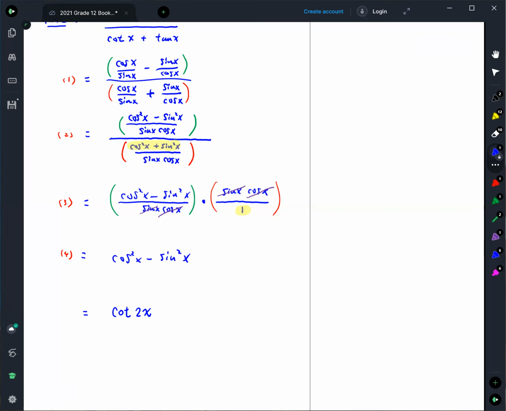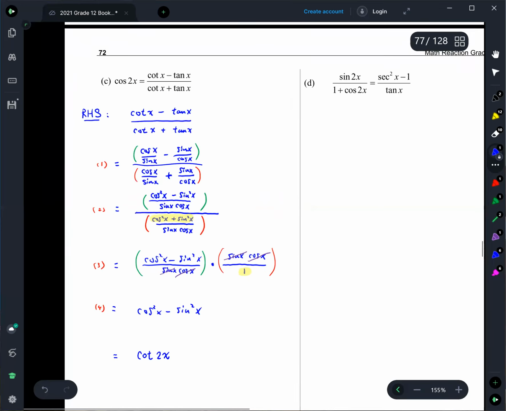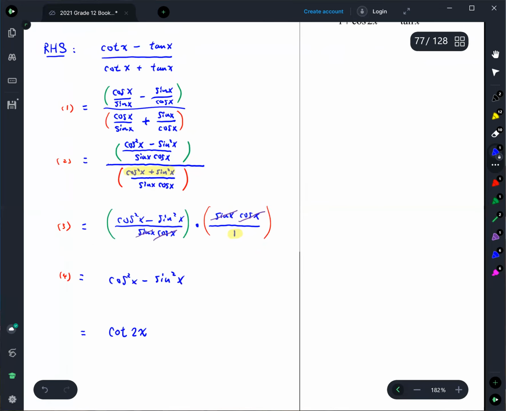Okay, and when you see, yeah, Eric? Shouldn't the last one be cosine 2x? Cosine 2x, where? It says cotangent 2x. Cotangent 2x. Like after step 4. Oh, the final. Oh yeah, my bad. I don't know why I wrote cosine, cotangent.